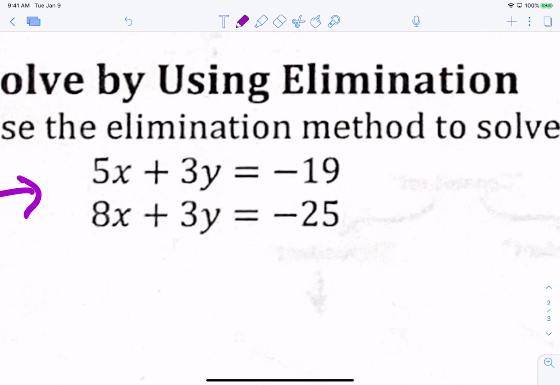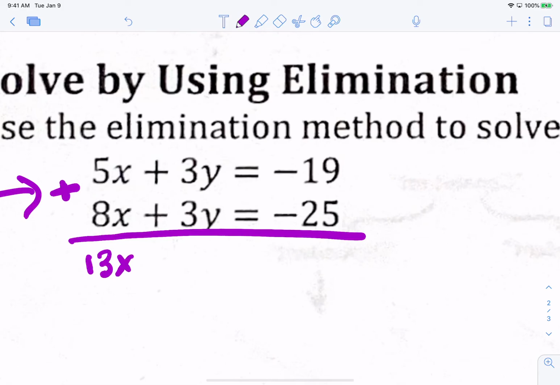Okay, so in this case, I'm going to eliminate. And what you do when you eliminate is you're going to add both of these equations together and hope that one of the variables crosses out. Okay, so I add them top and bottom, and don't write this down yet. If I take 5x and I add it to 8x, that would give me 13x, right? And if I have 3y and add it to 3y, that would give me 6y. None of those cross out. I want to make one of them cross out.